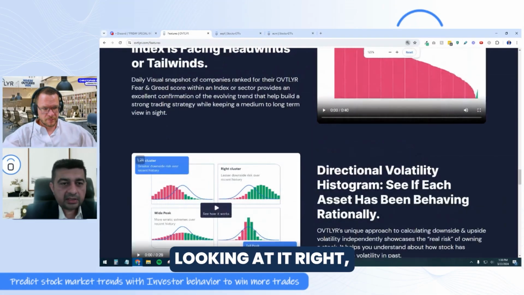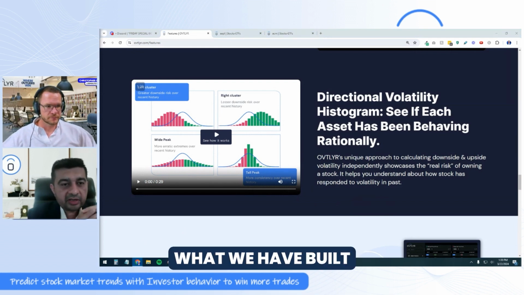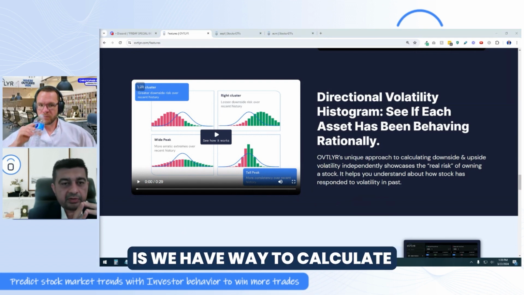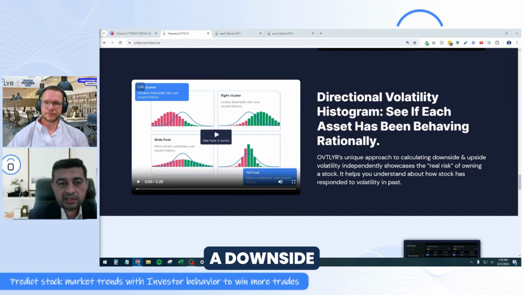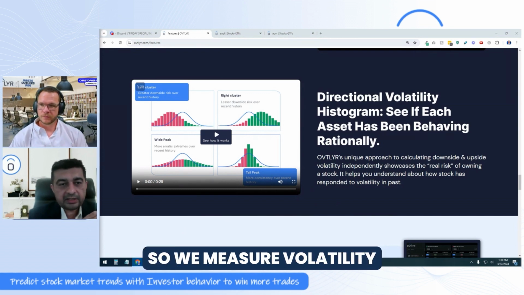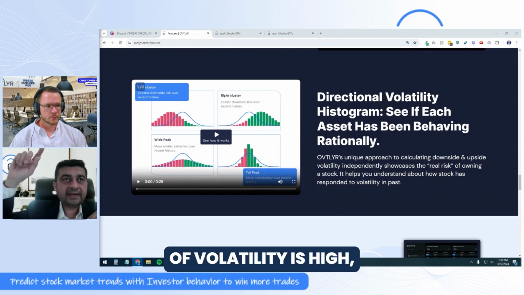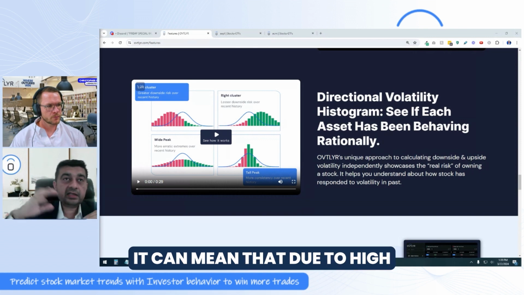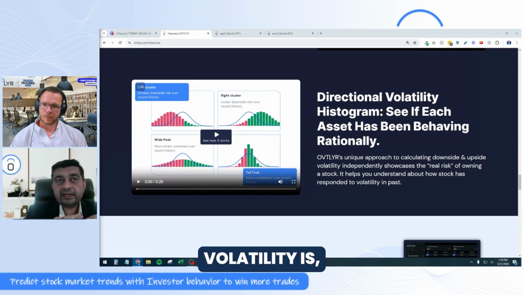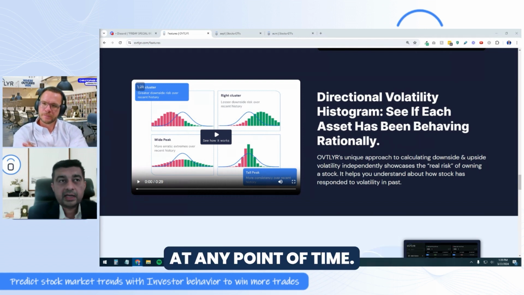So if you're looking at it, what is directional volatility in histogram? Essentially, what we have built is a way to calculate downside risk and upside risk when it comes to volatility. We measure volatility not just as "volatility is high," which can mean anything. It can mean that due to high volatility, it is pushing prices up or down. So we have been able to solve for that at any point of time.